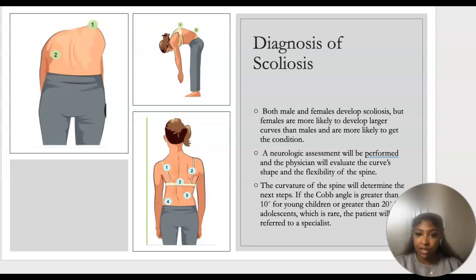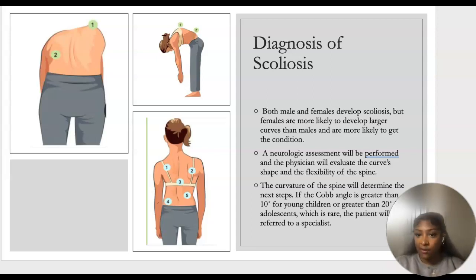Before they actually go into neurological assessments, this is practically found during a school's annual physical, where your school nurse would tell you, oh, touch your toes. And if they see an off curvature, whether in the anterior or the posterior, they will get in touch with your guardian or parent figure, and then you'll talk to your medical professional. This is when the neurological assessment will be performed, and a physician will evaluate the curve, shape, and flexibility of your spine. The curvature of the spine will determine the next step.